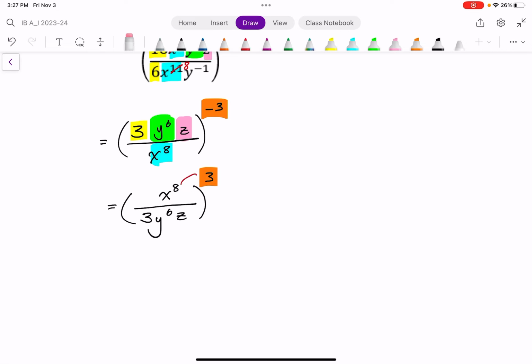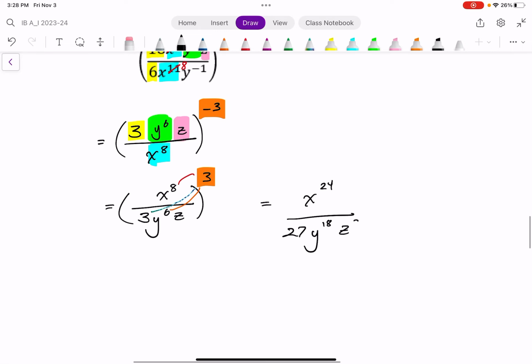And so first, and this will finish off my answer, I have x to the power of 24, because when you have a power raised to a power, you multiply them. Then right here, I have 3 to the power of 3, which is 27. So I have 27 in my denominator. I have y to the power of 6 to the power of 3, which is going to be y to the 18. And then I have just z to the power of 3.